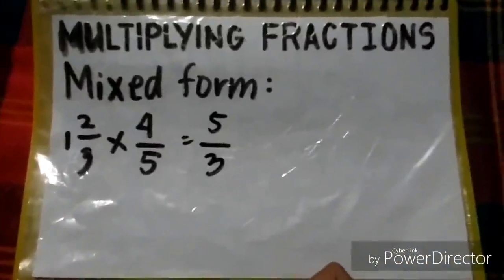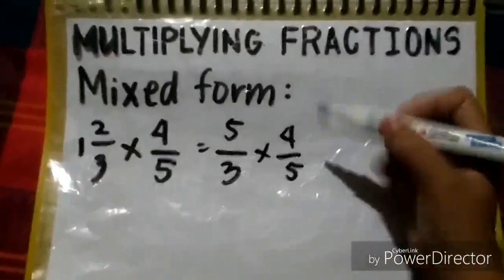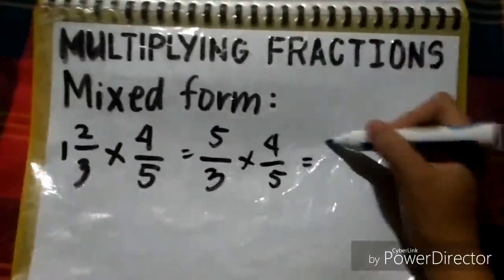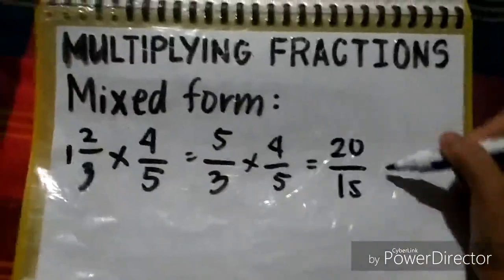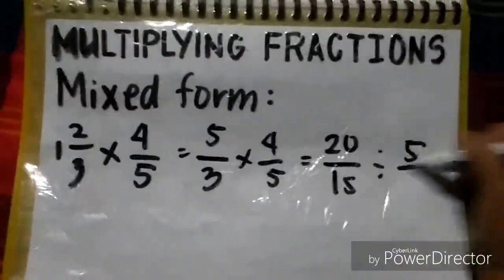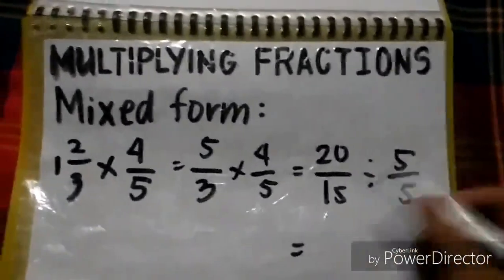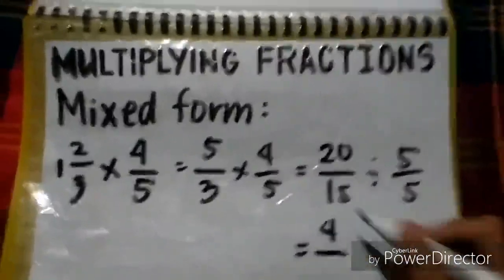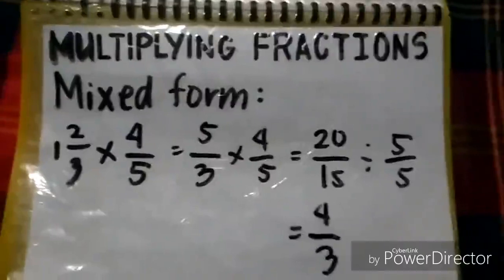After this, do the same process. 5 times 4 is 20. 3 times 5 is 15. Let's divide it by 5 so that 20 divided by 5 is 4, and 15 divided by 5 is 3. The answer is 4/3.